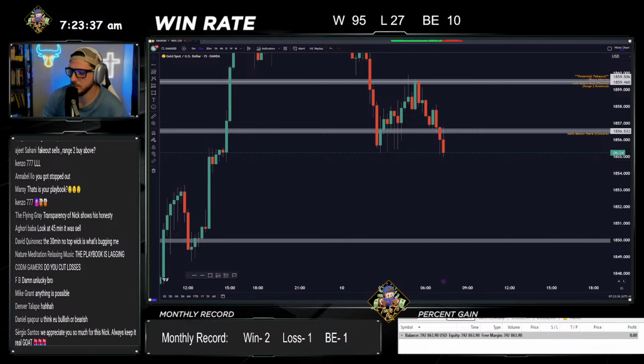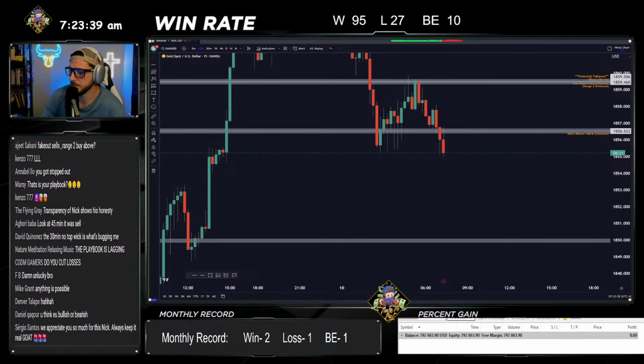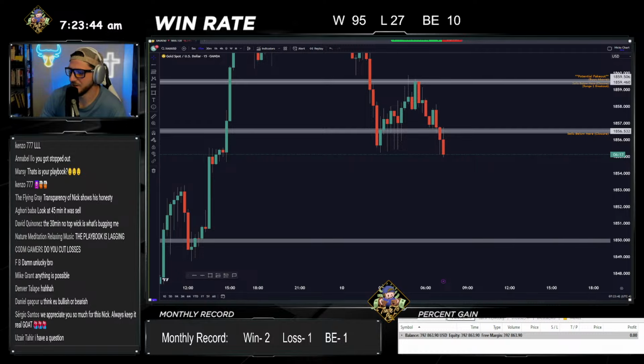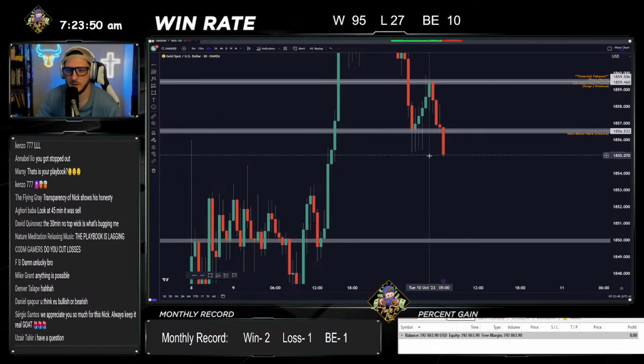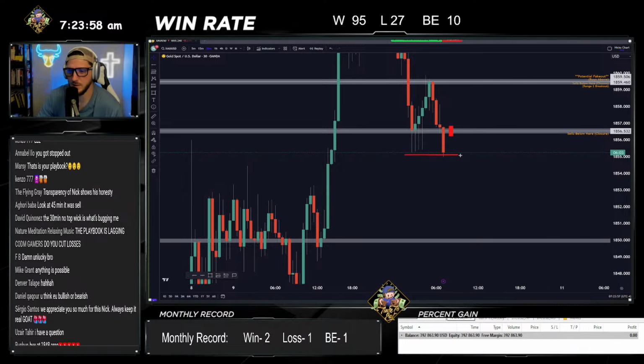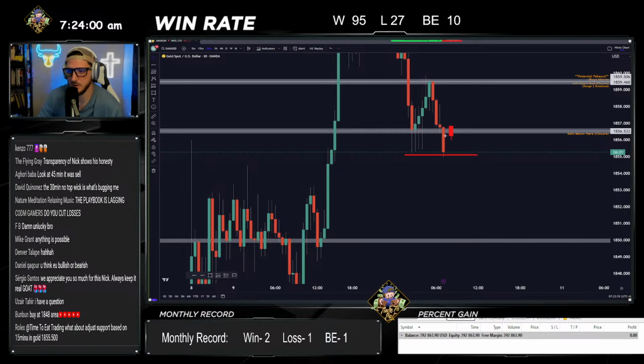I want to see the playbook. Do I cut my losses? Yeah, I would have. If the 30 closed below, let's say I didn't get stopped and the 30 still closed below the range like this, even if it was up here, say my stops were down here, I would have just cut the trade right there.